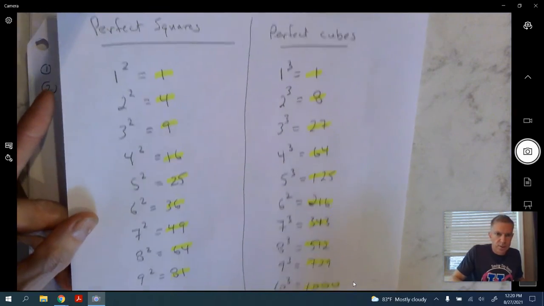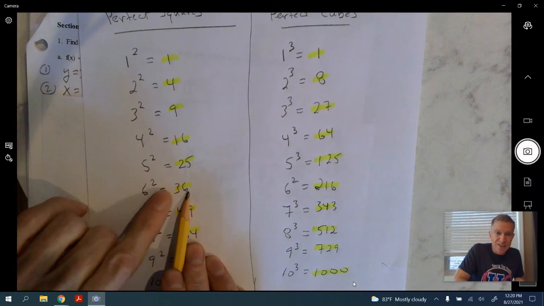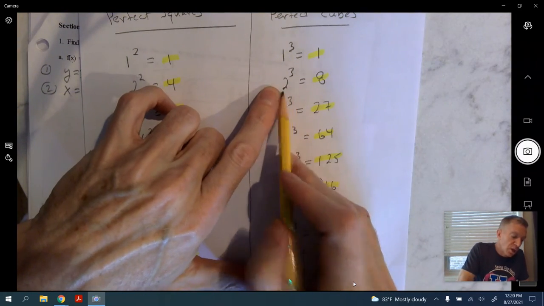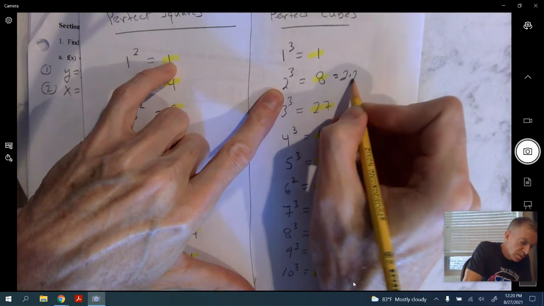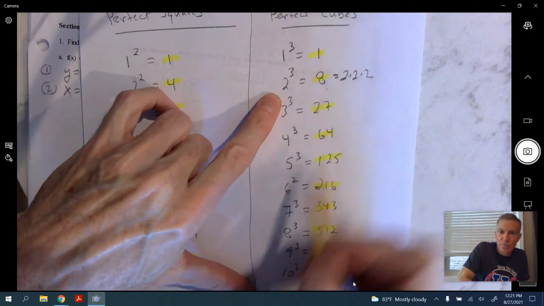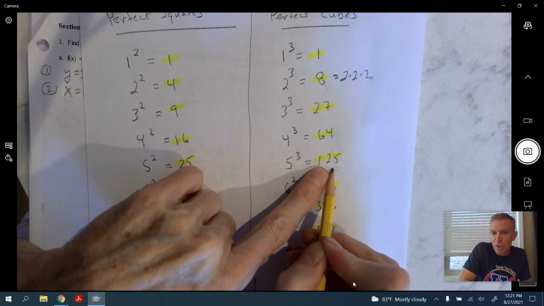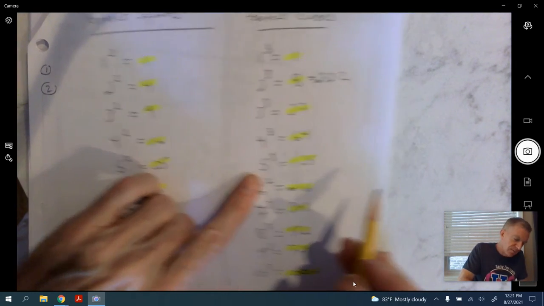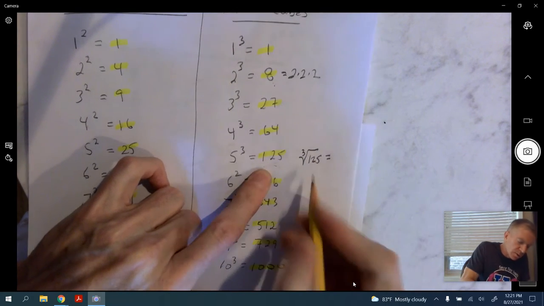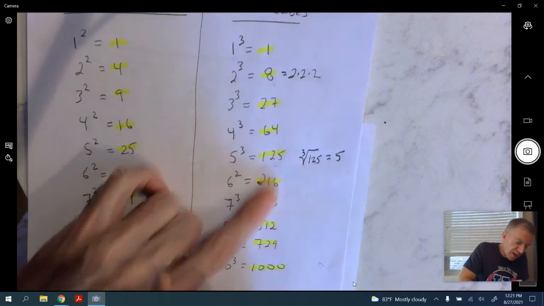Just if you want to look at this, remember our perfect squares. If you square 6, you get 36. If you square root 36, you're back to 6. Okay. If you cube 2, 2 cubed, 2 times 2 times 2, that gives you 8. If you cube root 8, you're back to the 2. Okay. 5 cubed is 125. If you cube root 125, you'll get 5. So the cube root of 125, we're saying what multiplied by itself 3 times gives you 125? Well, that number is 5.